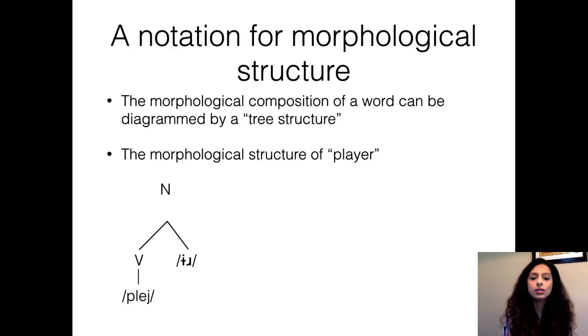And then you can also create a kind of morphological structure for this. So this is the morphological structure of player. So you have play, which is a verb, and then er, which is a suffix, and you can attach these two together and you can get the noun.